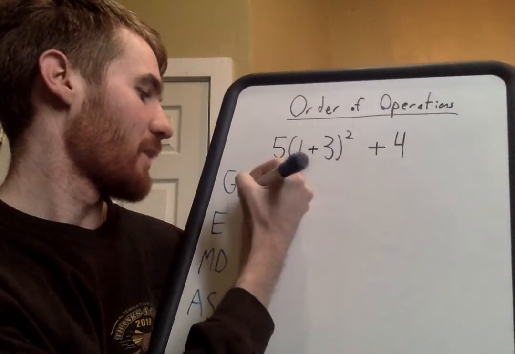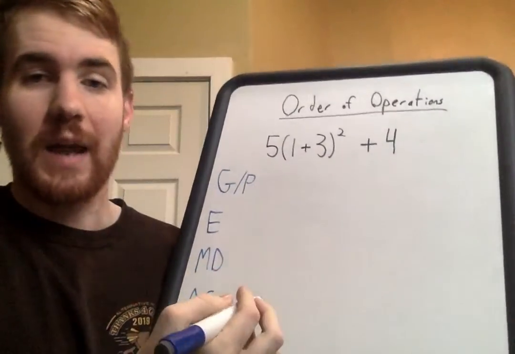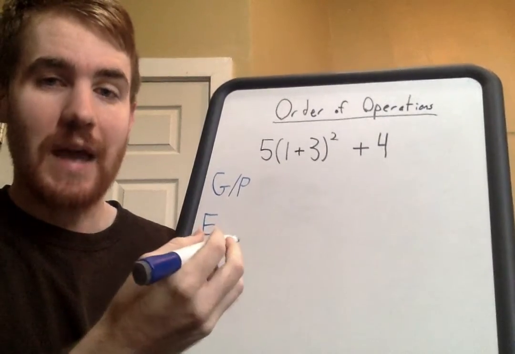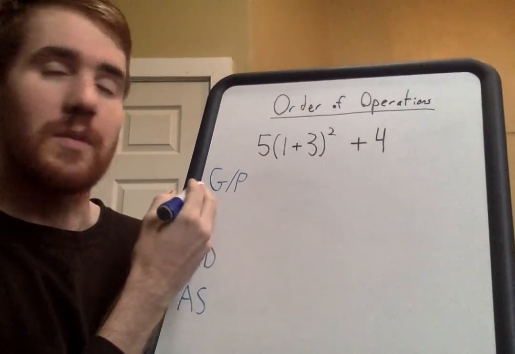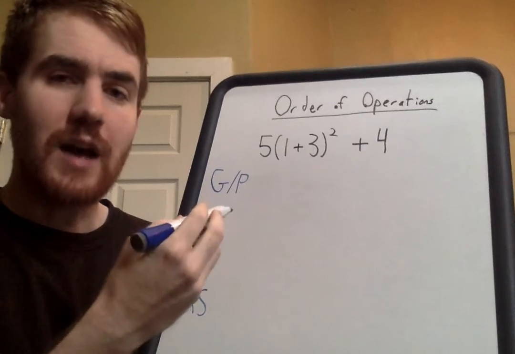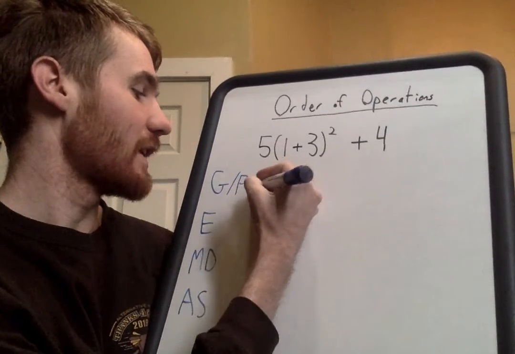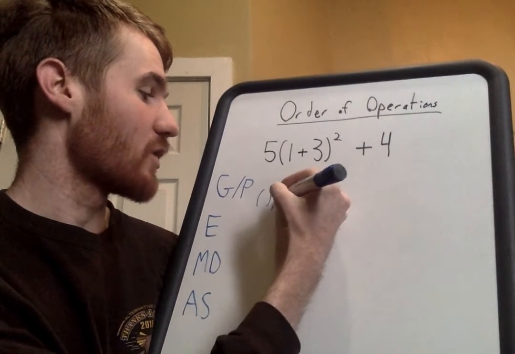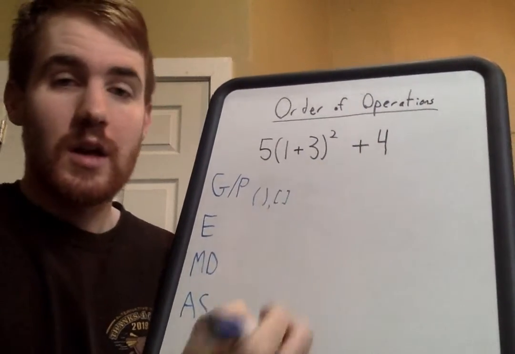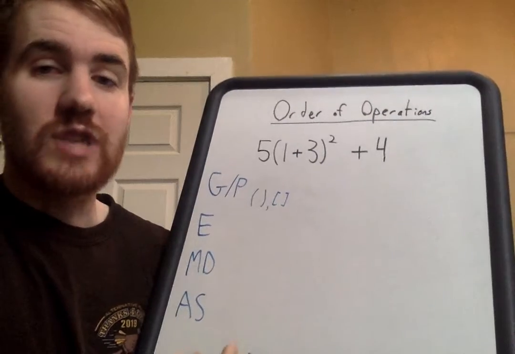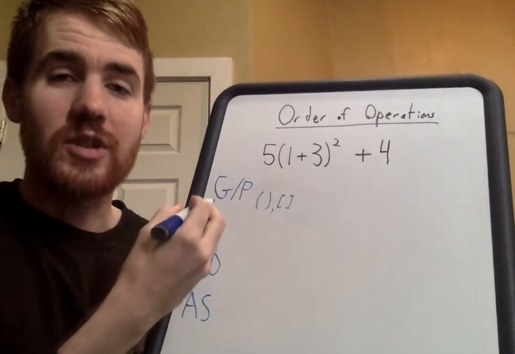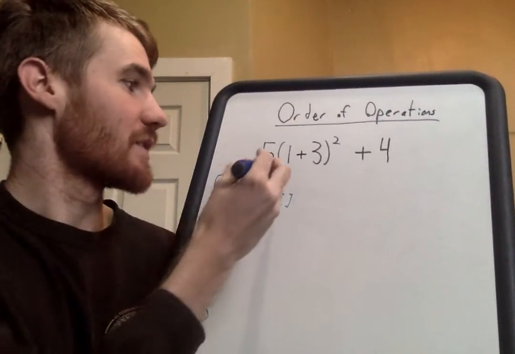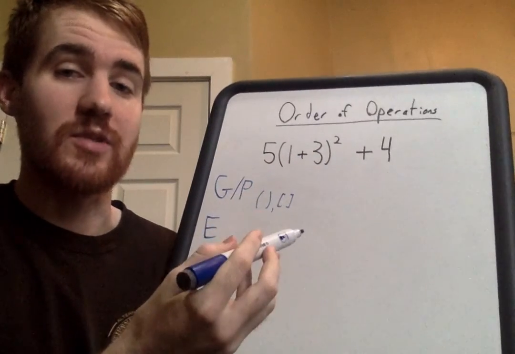So I can go ahead and put a P right here if it helps some of you. But I actually like to think of it as GEMDAS, and that's because for the G or the P, it's not just parentheses. Although it often is parentheses, sometimes this ends up being brackets instead or some other grouping symbol. So I think it's easier to think of it as GEMDAS and just remember this is any operations that are in a group, such as this 1 plus 3 up here in parentheses.